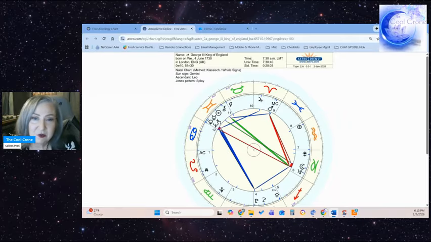Jupiter trines his north node in the first house, Jupiter being at 22 degrees of Aries and his node being at 23 degrees of Leo. These are Capricorn and Aquarius degrees respectively. Jupiter in Cancer is exalted, sextile his Mercury in Gemini, which is in its rulership. So those are both strong planets. George would have been a good speaker and listener, amazingly, due to this placement.